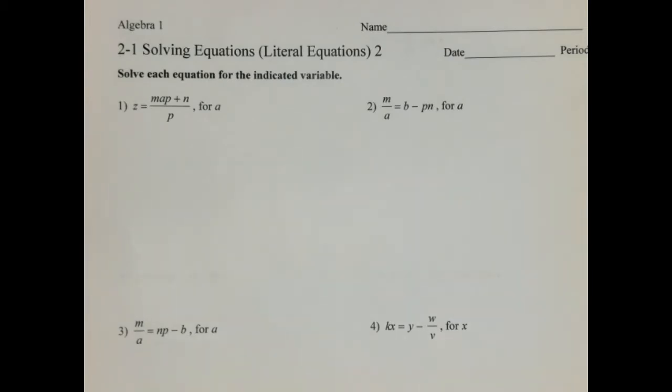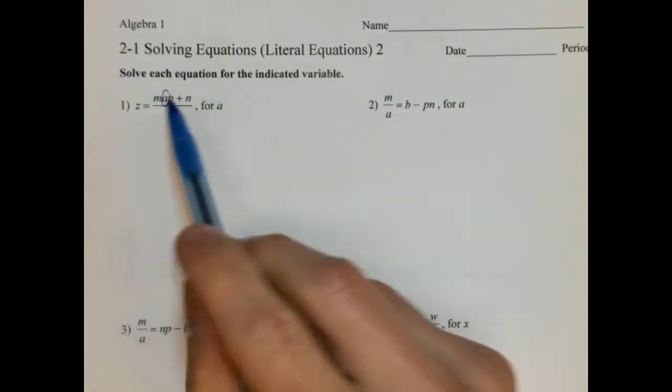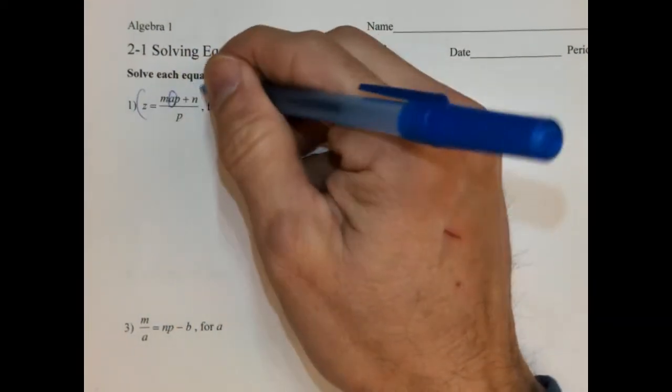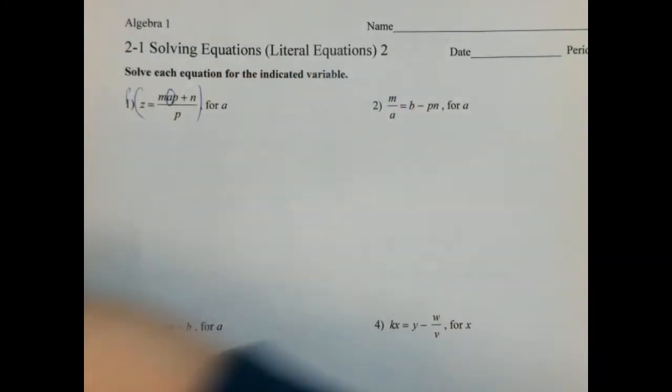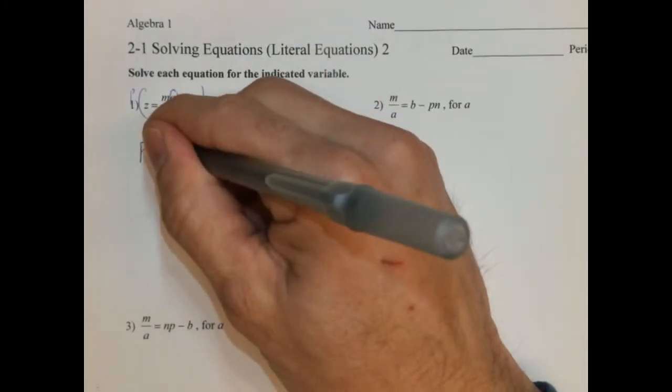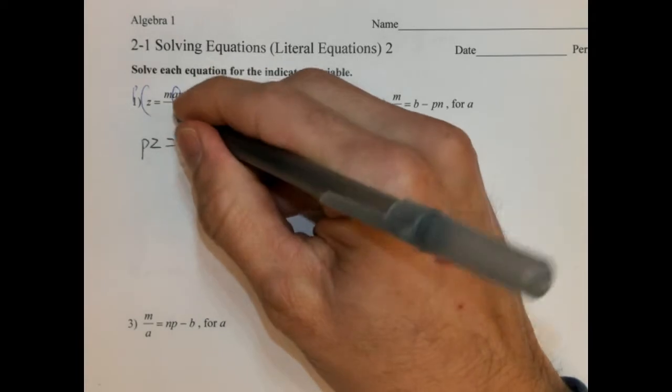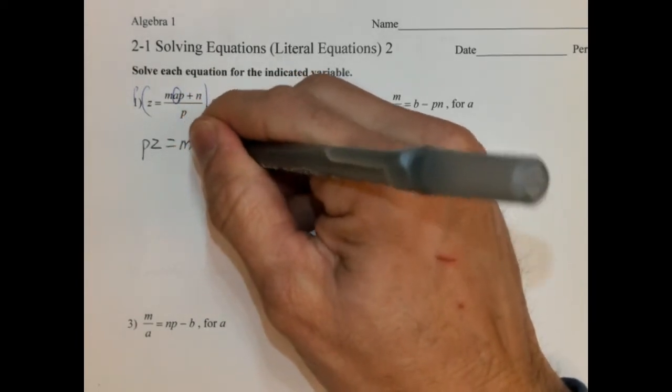So here we're going to solve for a. A is our target variable, so we need to get it out of this fraction. So let's get rid of this denominator. We're going to multiply both sides by p, okay? And we're going to have pz, or zp, doesn't really matter how you write it, equals map plus n.